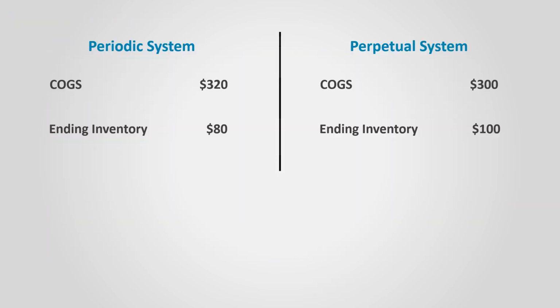Notice that when using LIFO, cost of goods sold and ending inventory in a perpetual system are different from those calculated using the periodic system. This is because the timing of the sales affects the cost of goods sold in the perpetual system, while in the periodic system it is assumed that the sales happened at the end.